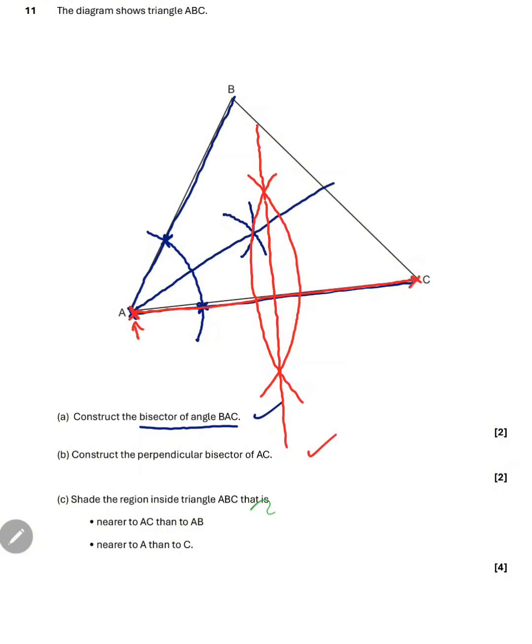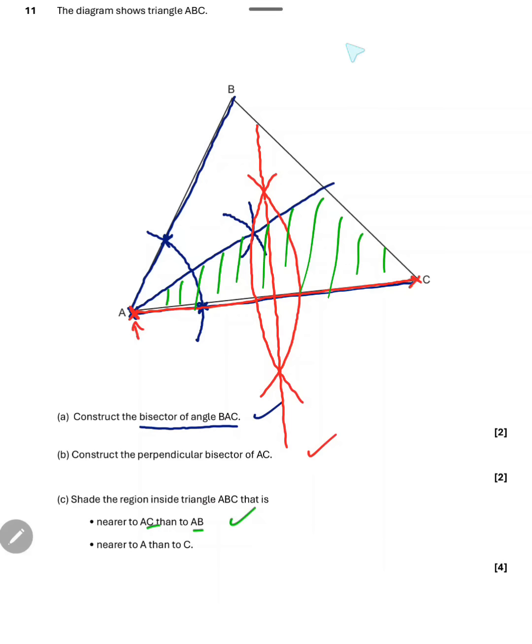The final bit, we've got to shade a region inside the triangle that's nearer to AC than to AB. Well, AC is the bottom line. AB is this side line. Where is closer to AC, the bottom line, than the side line? It's anywhere underneath that first blue line that I drew. That is closer to AC than AB, so we've done that.